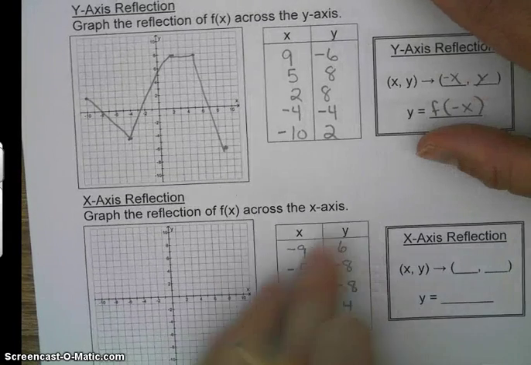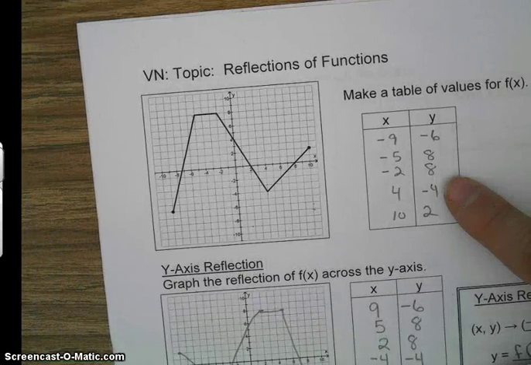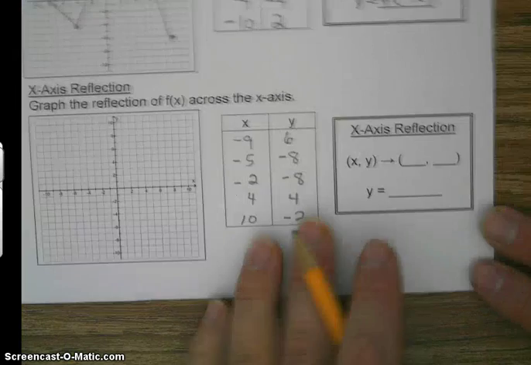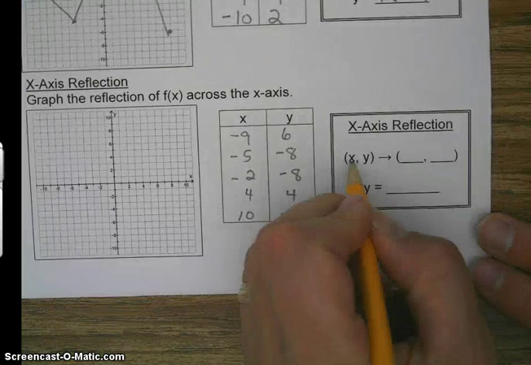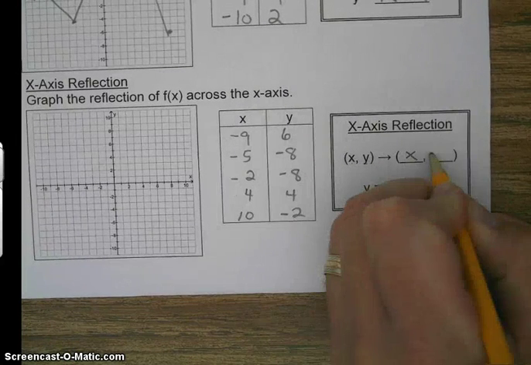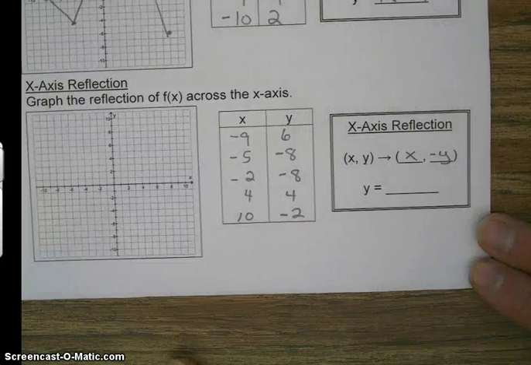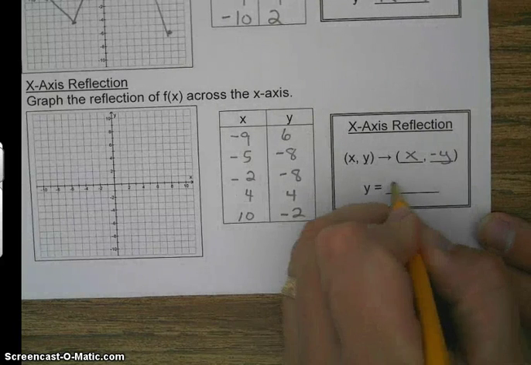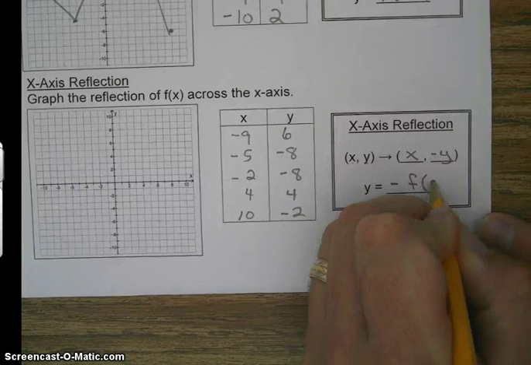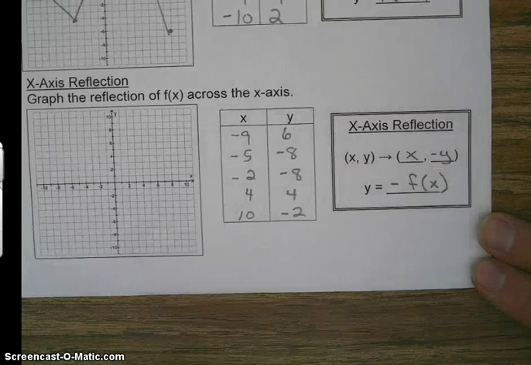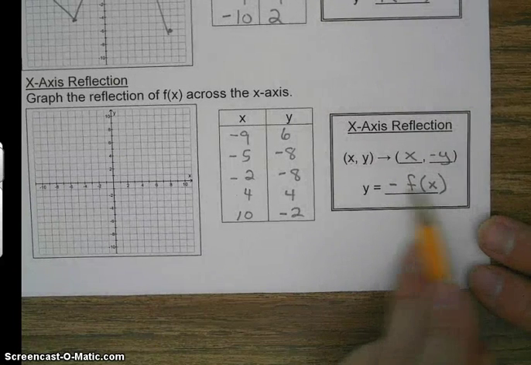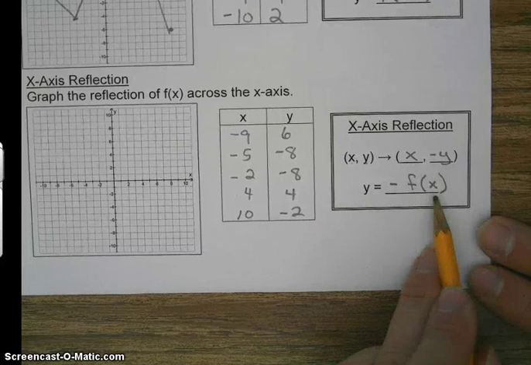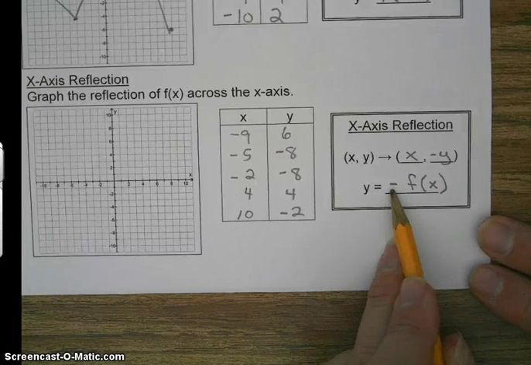Okay, so compare that to that. So the notation here, x stayed the same, and then y got multiplied by -1. And for function notation, the negative would go on the outside of f of x. Remember, f of x represents y, and all the y values are changing their sign.